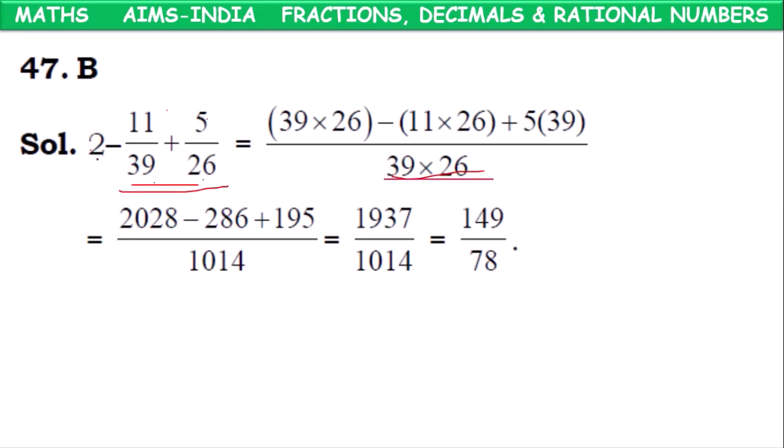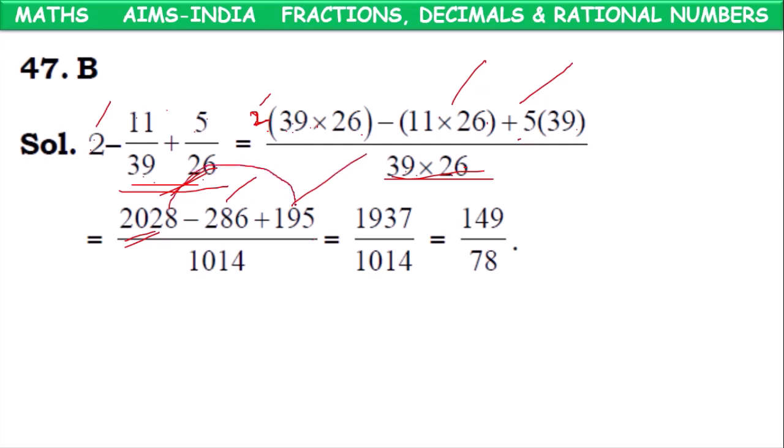Here there is only 2, there is no denominator. So 2b is multiplied directly with the LCM because there is no denominator. Here the denominator is 39, so 26 is remaining, 26 into 11. Here the denominator is 26, so 39 remaining, 39 into 5. 26 into 39 into 2, if we do the product, is 2028, 11 into 26 is 286, 5 into 39 is 195.